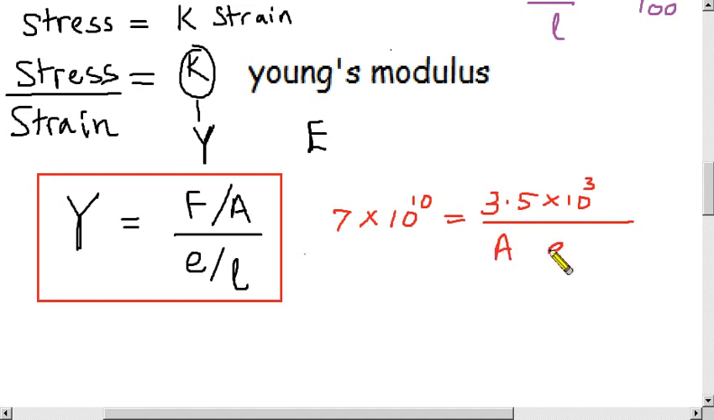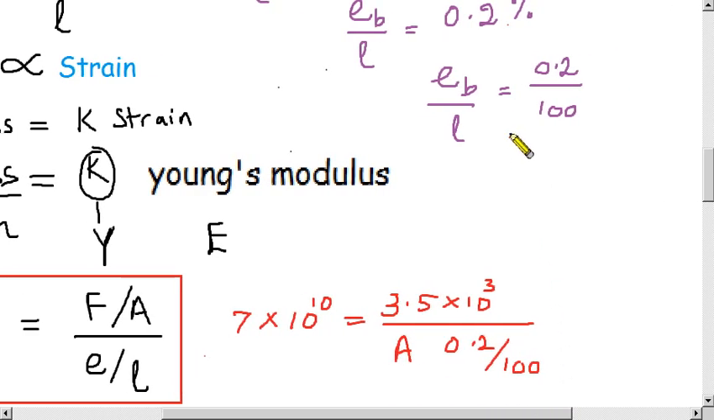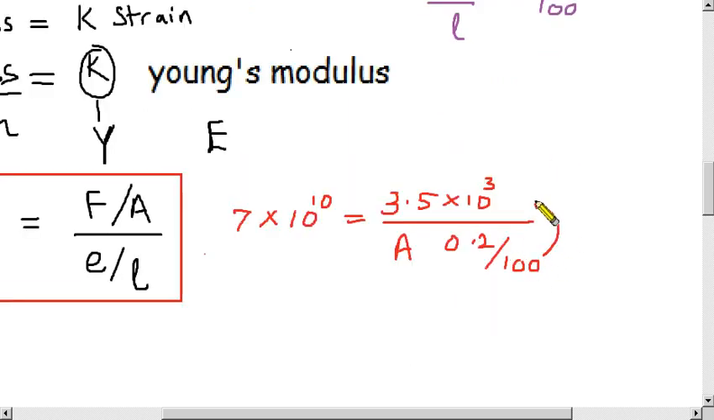Then E divided by L here, I write it as it is without changing. E divided by E is 0.2 now, divided by 100. Percent you take as 100. So this 100 goes up. So now we can take it to the numerator.